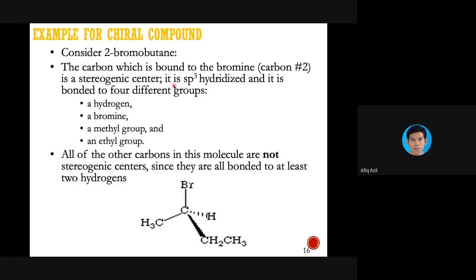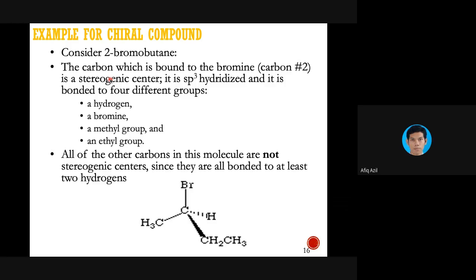So, an example of a chiral compound. Consider this compound, which is 2-bromobutane. The carbon bound to the bromine is carbon number 2. So you have butane with carbons 1, 2, 3, 4, and this carbon is bonded to bromine.